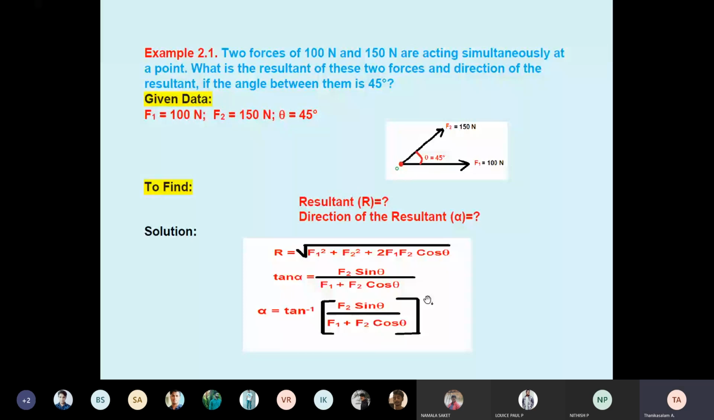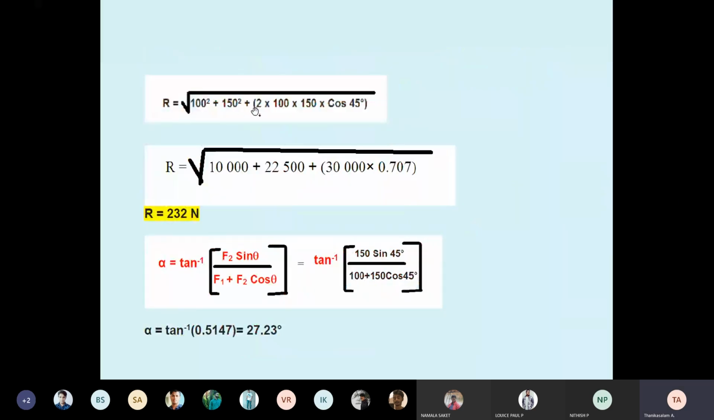Now apply all the values. R equals the square root of 100 squared plus 150 squared plus 2 into 100 into 150 into cos 45. Take the square root, and the final answer is 232 Newton. Students, you have to use your calculator and write the problem in your notebook. Copy and calculate: 100 square is 10,000, 150 square is 22,500. You can only understand by practice, not by just seeing the problem. I will ask questions in the examination from this PPT and the book only. So R is finally 232 Newton.